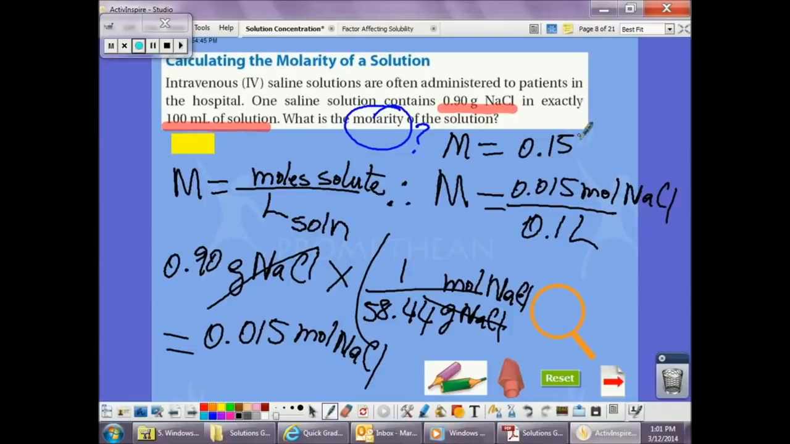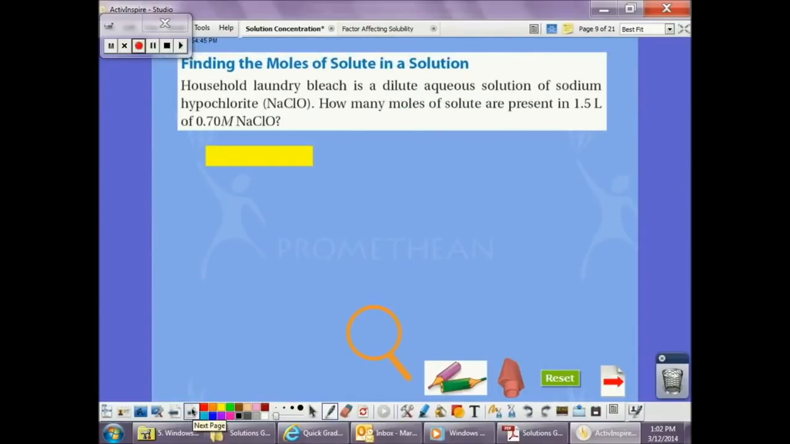0.15 what? Moles per liter, that's fine, but I want you to use big M for molar. M-O-L-A-R, molar. Now, how many significant figures in this number right here? How many significant figures in 0.90? 2. Let me put 2 here, 2 SF. How many significant figures in 100 ml? It is 1.